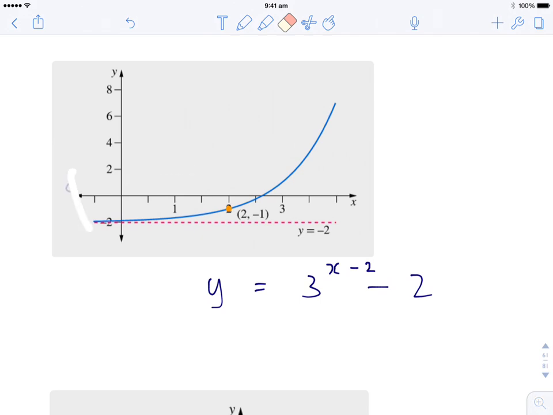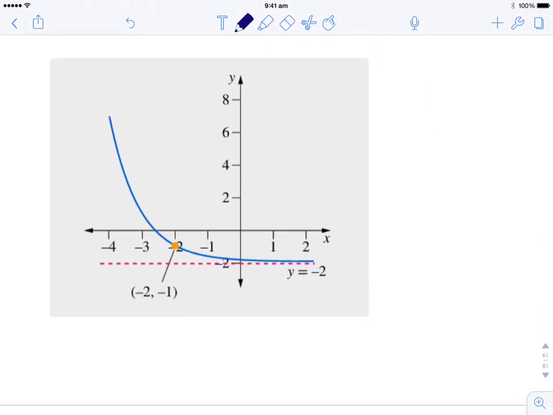Let's see if that fits. When we put x equals 0 in here, we'll get the y-intercept, and that's difficult to see, and it's also difficult to see what the x-intercept is. So really we just need to make sure that when I substitute in an x value of 2, I should get a y value of -1. So if I check that, 3 to the power of 0 is 1, 1 minus 2 is -1, so that's right. So that equation would fit that graph that I'm given.